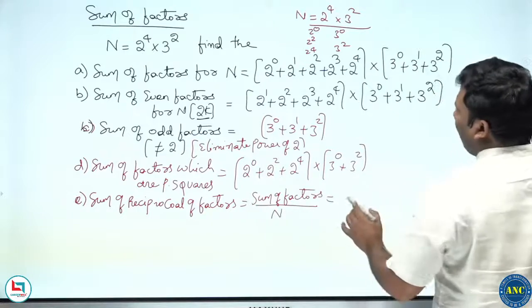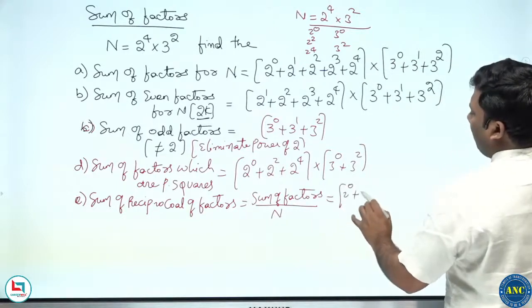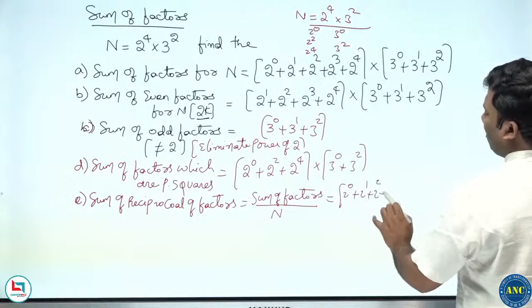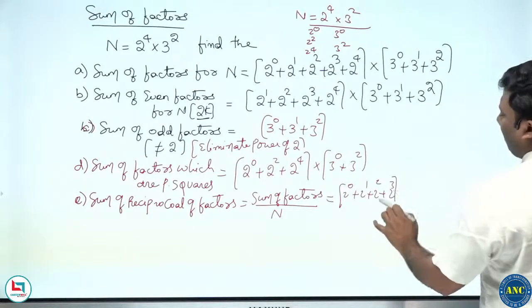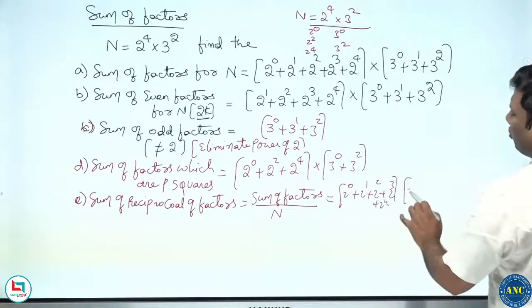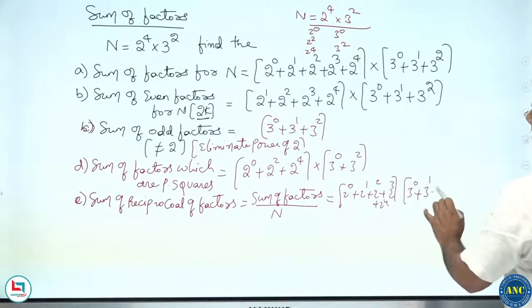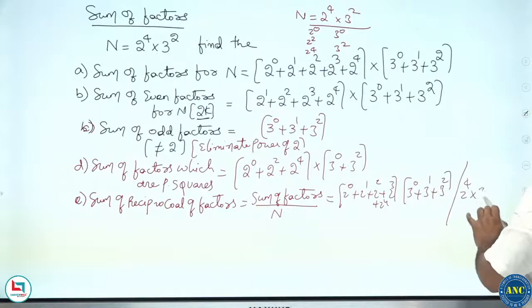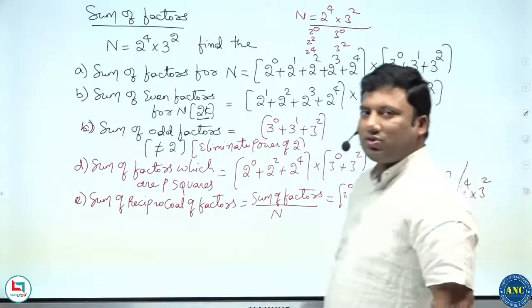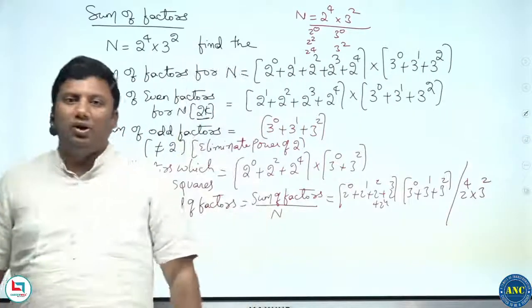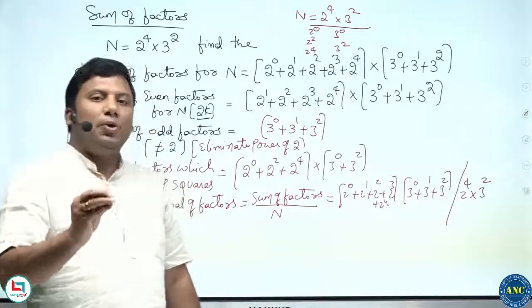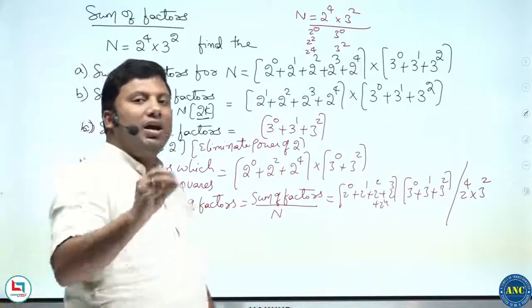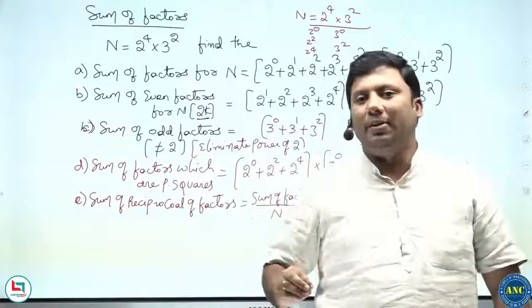What is the sum of the factors? It is (2 power 0 plus 2 power 1 plus 2 power 2 plus 2 power 3 plus 2 power 4) into (3 power 0 plus 3 power 1 plus 3 power 2), divided by n, where n is 2 power 4 into 3 square. The sum of the reciprocal of the factors is given by the sum of the factors divided by the number itself.